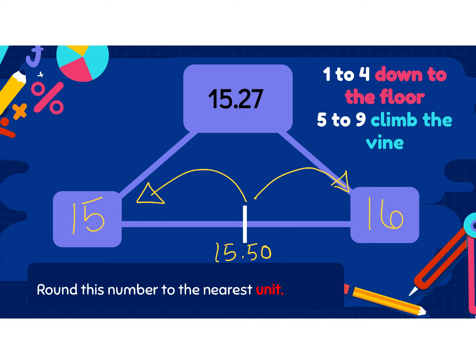What we see here is that the number in the 10th column, it's the bossy one because we're actually rounding to the units column. It is between 1 to 4, so we round down to the floor. We know that if we were to plot 15.27, it would approximately be here on the number line. So in this case, 15.27 rounds down to 15. You see there's only a number in the units column. We have no decimal places.